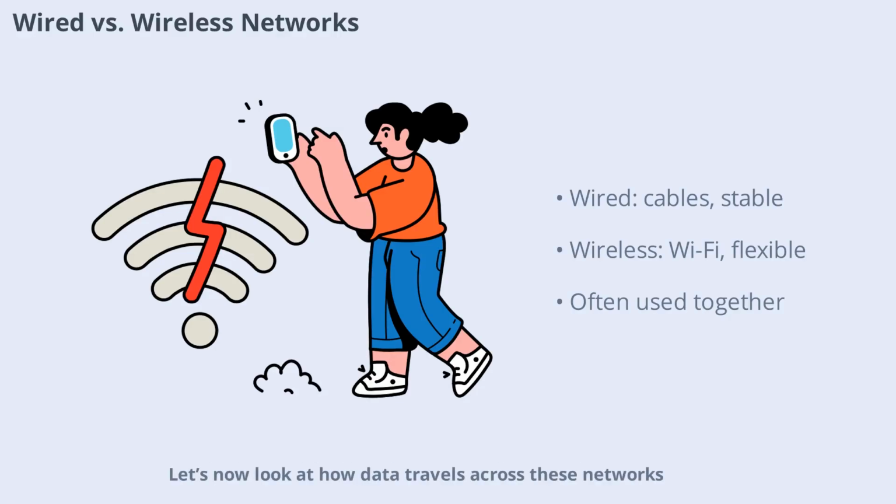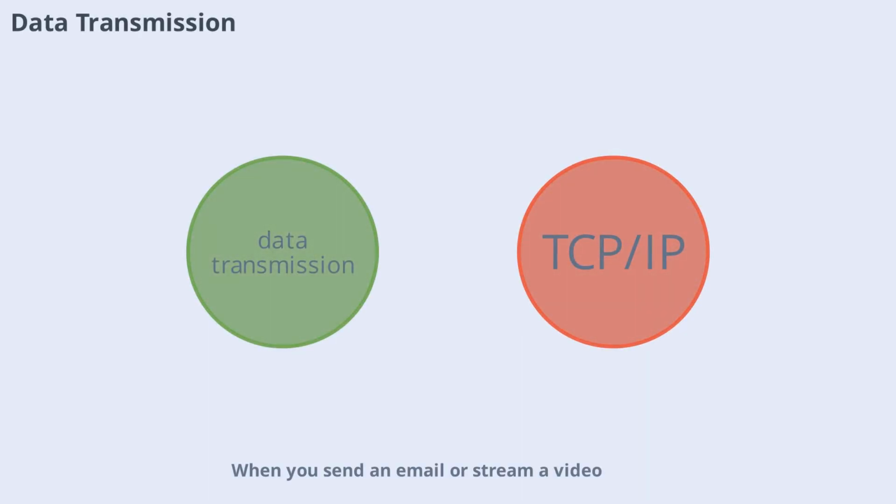Let's now look at how data travels across these networks. You send an email or stream a video. Data travels across the network in small packets. Each packet contains part of the information and is routed through various devices until it reaches its destination. This process is managed by network protocols, which set the rules for communication. The most common protocol is TCP/IP, which ensures data is delivered accurately and in the correct order. Understanding data transmission is key to grasping how networks function efficiently.